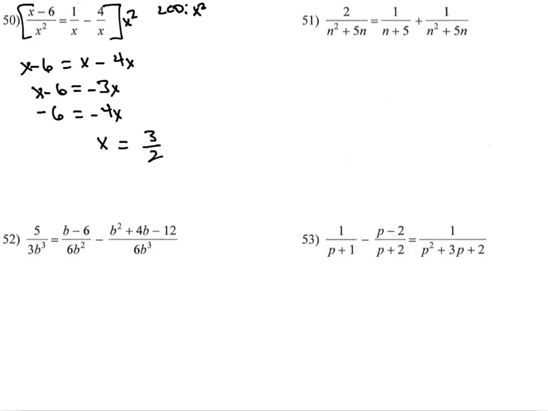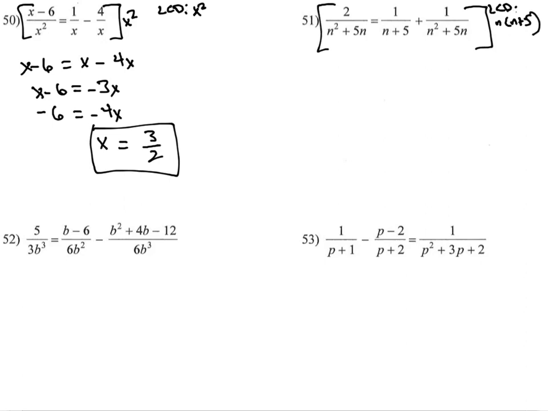We're just going to take a quick check to make sure that that works. And all we're really looking for is to make sure that none of the denominators equal 0. So we're fine there. 51. The LCD here is going to be n times n plus 5. And that's what I'm going to multiply everything by.